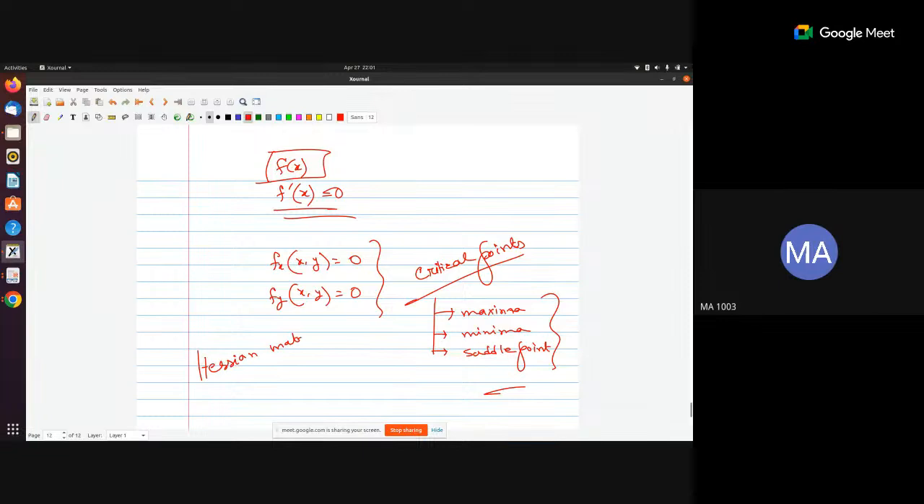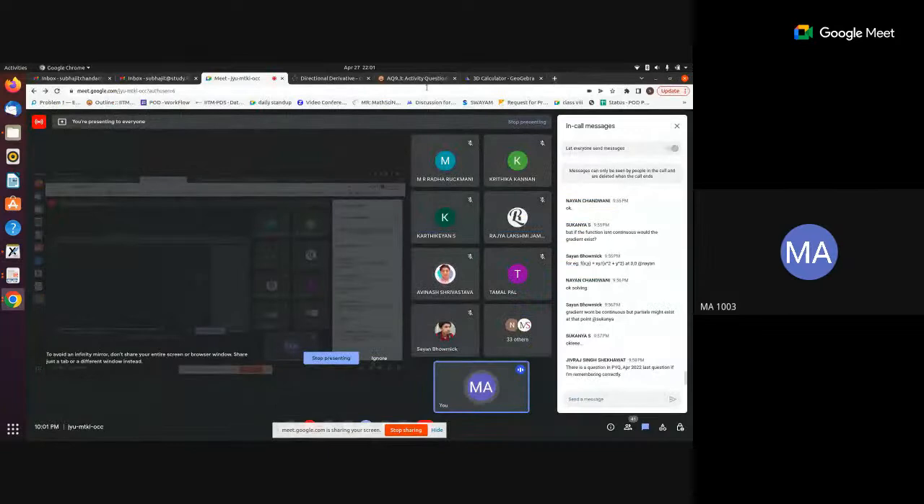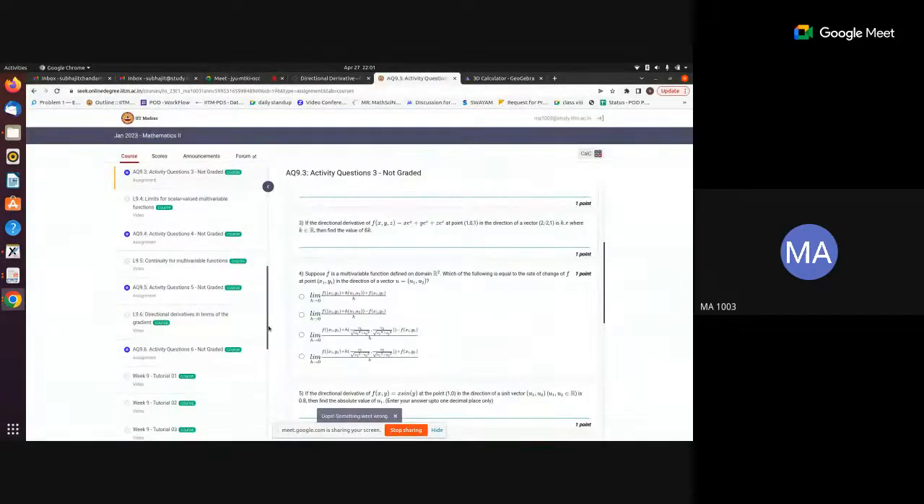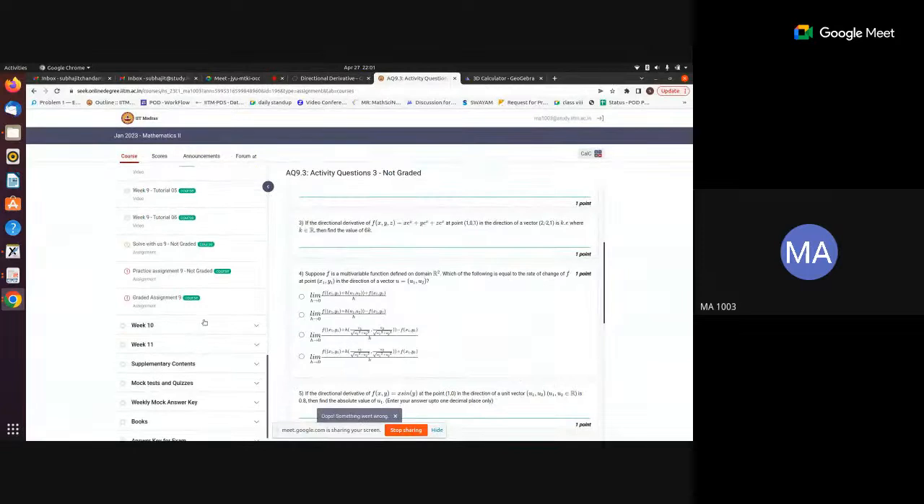Because you remember, in one variable, we have to go to f double dash x because we need to know how the slope is changing, whether it is coming from positive to negative or negative to positive, right? That will give us whether it is maxima or minima. Similarly, here also, we have to go to the second order partial derivative to find whether I am getting a maxima or minima, right? This is clear? And for that, there are various things which you can see here, a list of that.